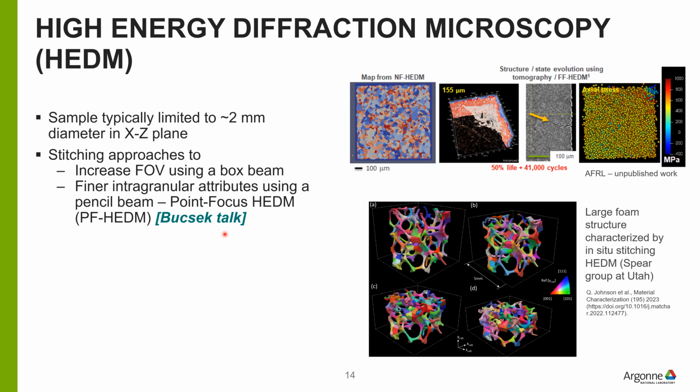Also, we can go stitching in a different route, where you use a smaller beam than the typical 2 millimeter wide beam, and really try to get the intragranular state of the material with about a micron of resolution using a pencil beam here. We're very excited to have Ashley Bushek from the University of Michigan, who has been leading this effort, collaborating with us, with Peter Kenesei and Hemant Sharma, and we're very excited to hear about that effort.